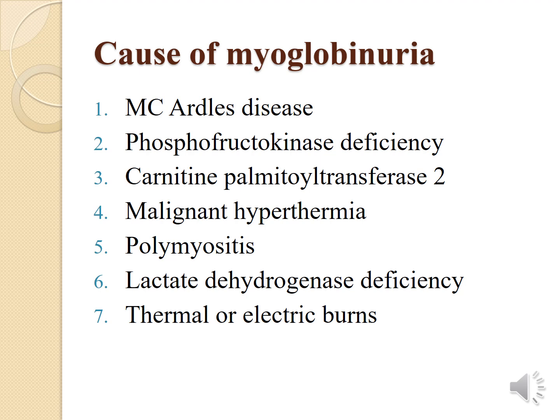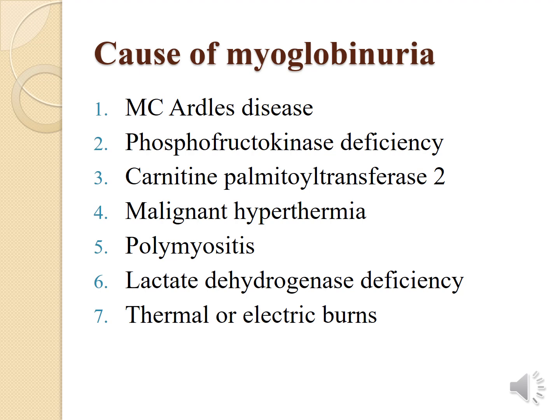McArdle's disease is a genetic disorder that mainly affects skeletal muscles, and it occurs due to the deficiency or absence of an enzyme called myophosphorylase. Symptoms like painful muscle cramps, weakness, and fatigue manifest during periods of physical activity. The second cause will be phosphofructokinase deficiency.